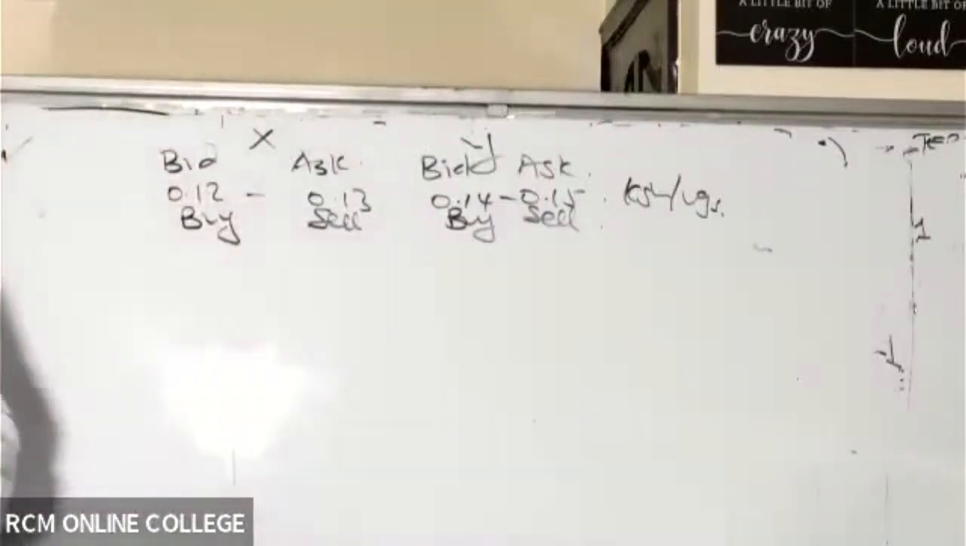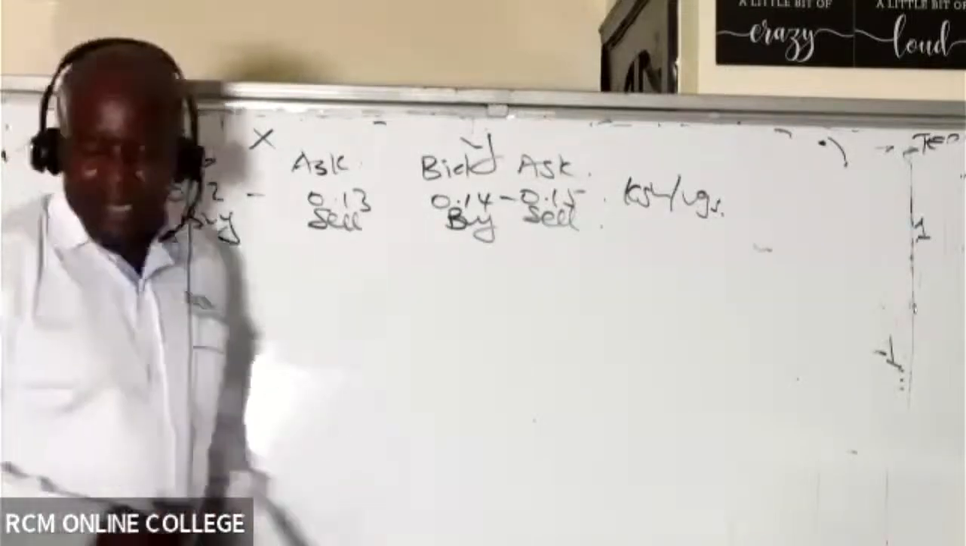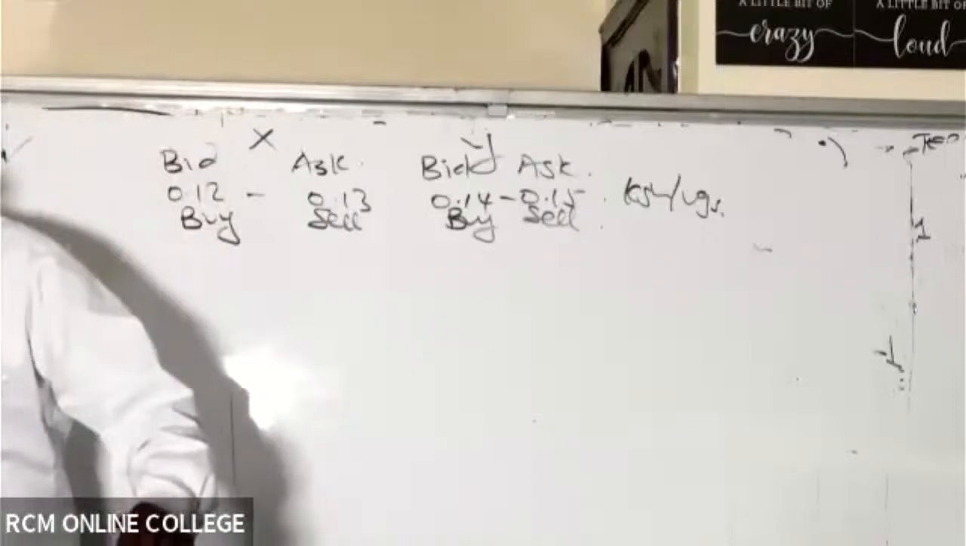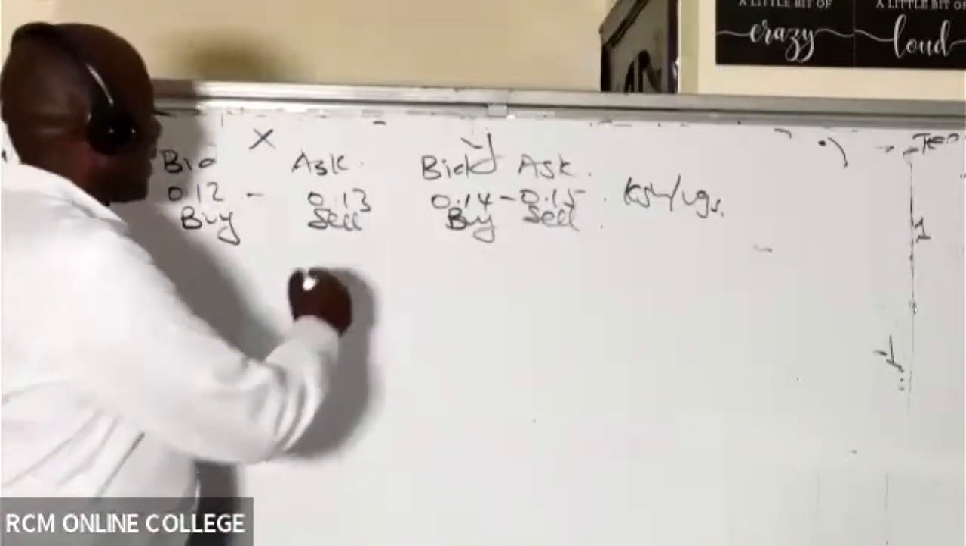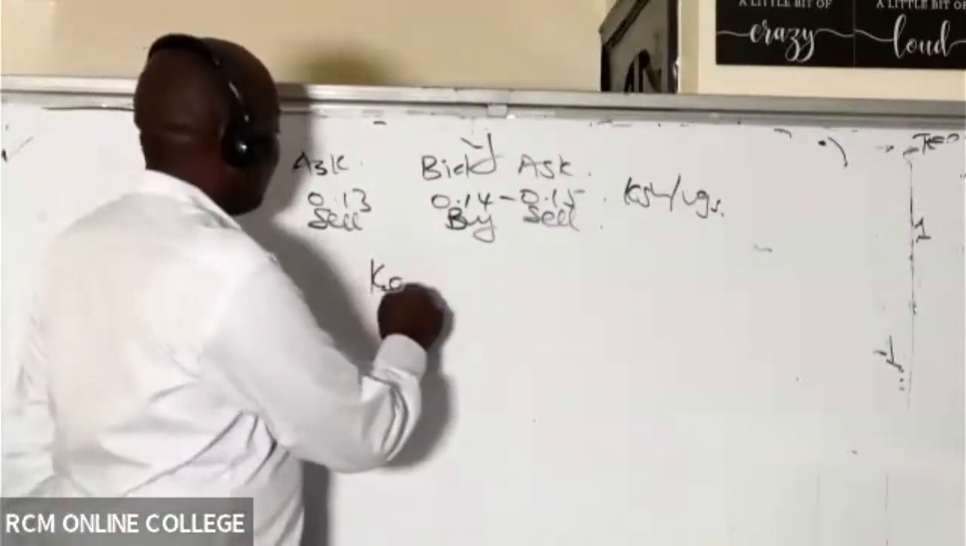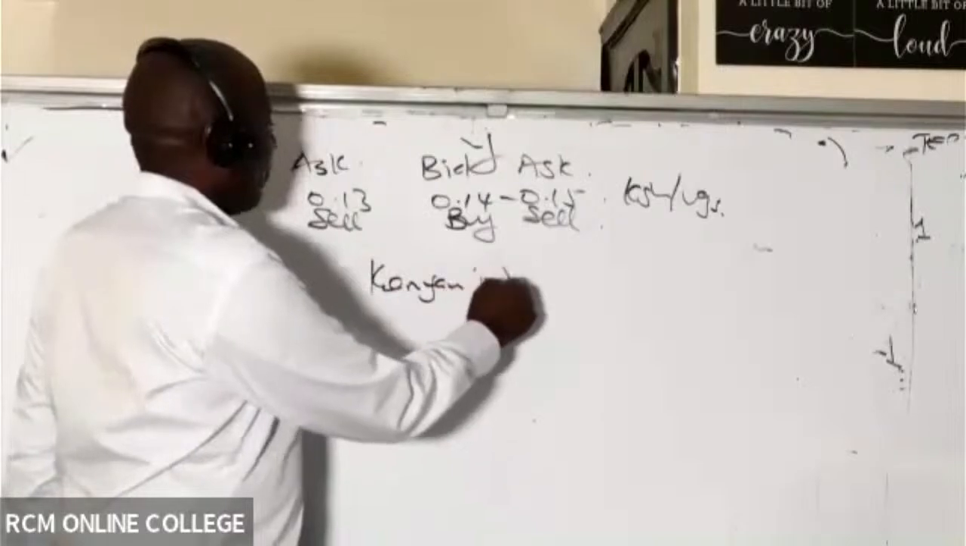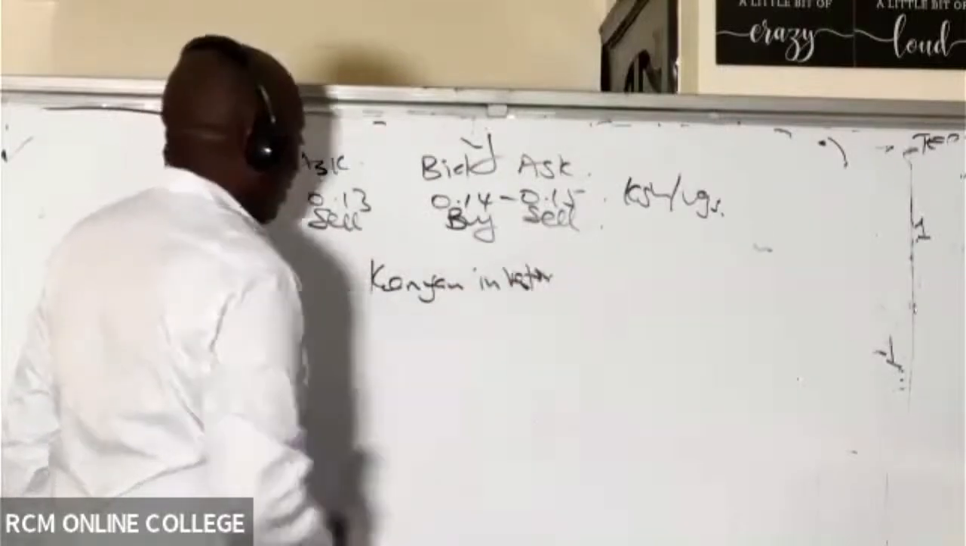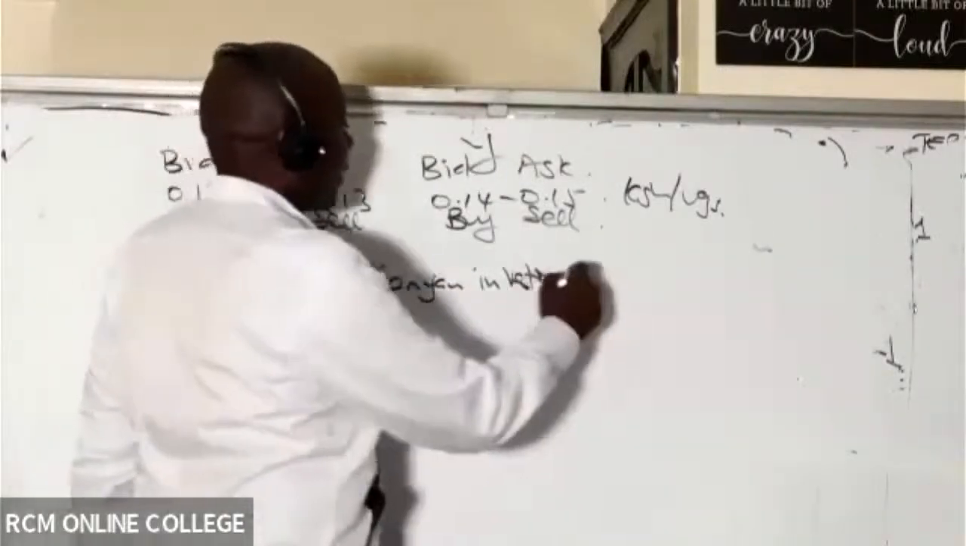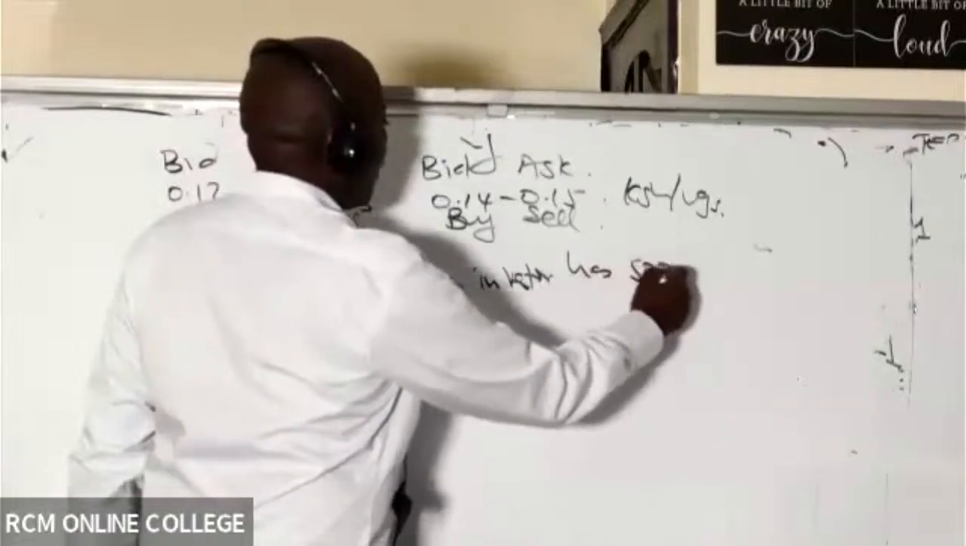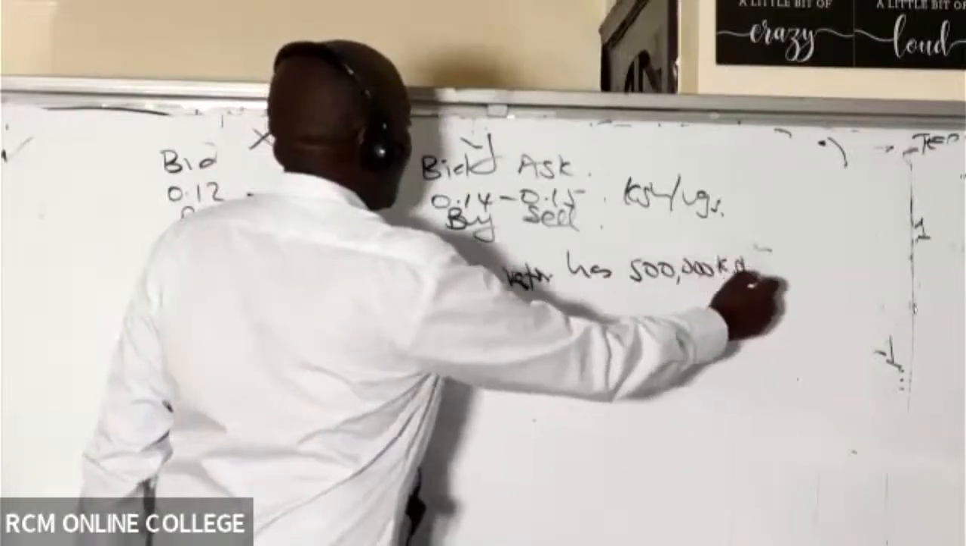Now from there, what are we told? We are told here, a Kenyan investor has 500,000 to invest. So in this case here, a Kenyan investor. Kenyan investor has 500,000 Kenya shillings.